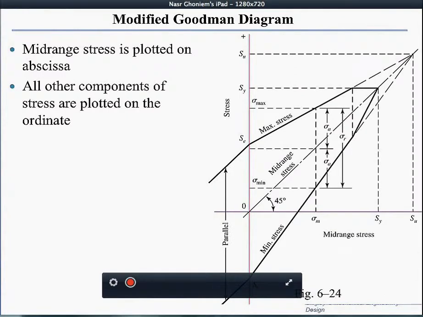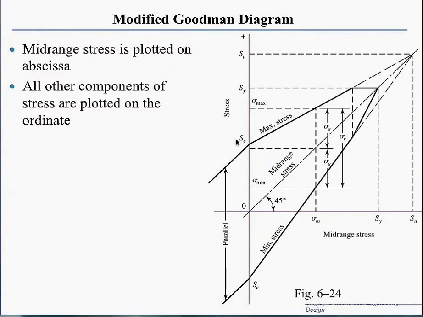So here in this diagram, you see that we're going to plot the mean stress on the abscissa, and we will plot all other components of the stress on the ordinate. So if we, for example, want to plot the mean stress versus the mean stress, it will be a 45-degree line, which is right here. So this is the mean stress as a function of the mean stress. So that's very easy to understand.